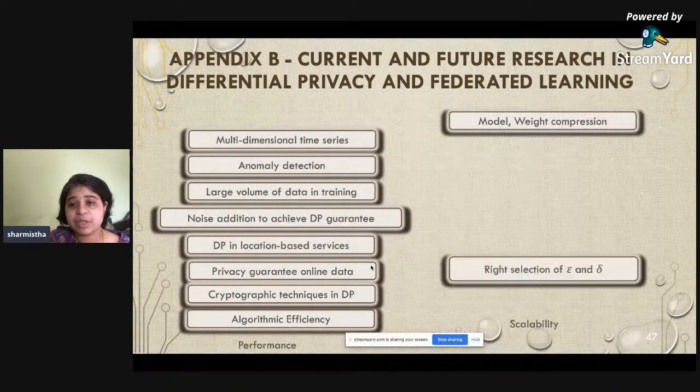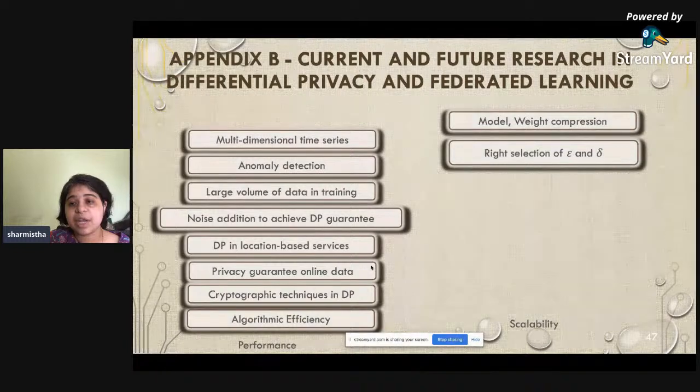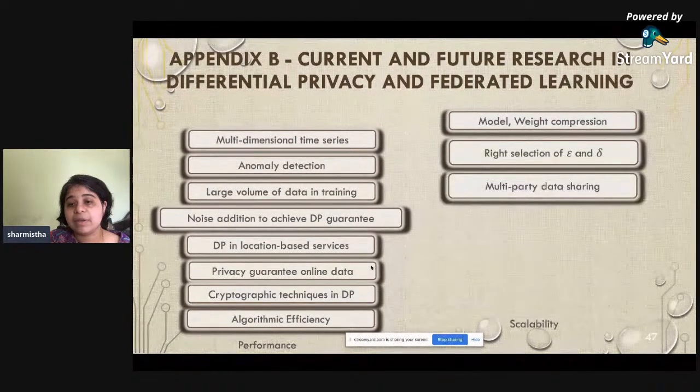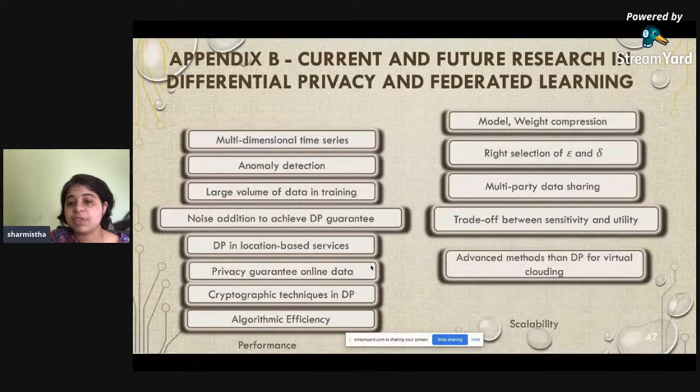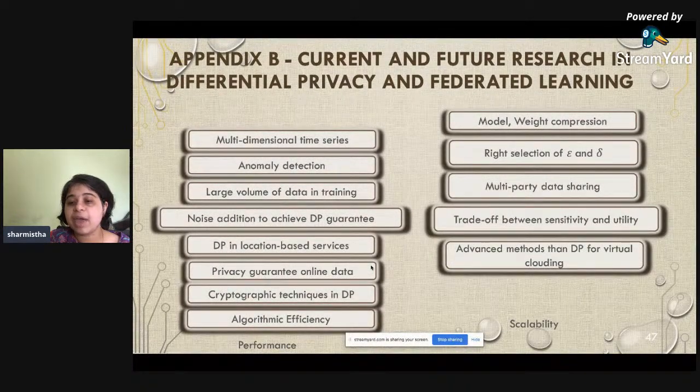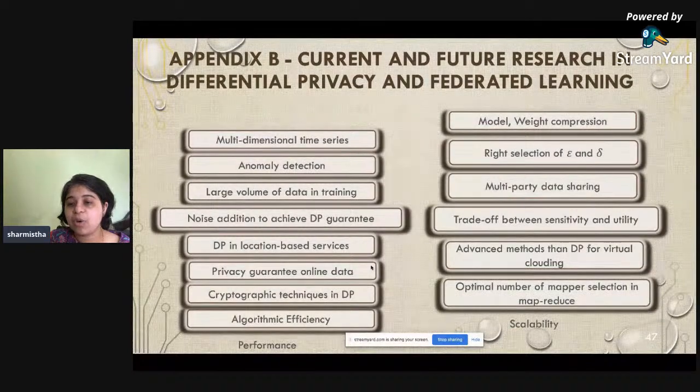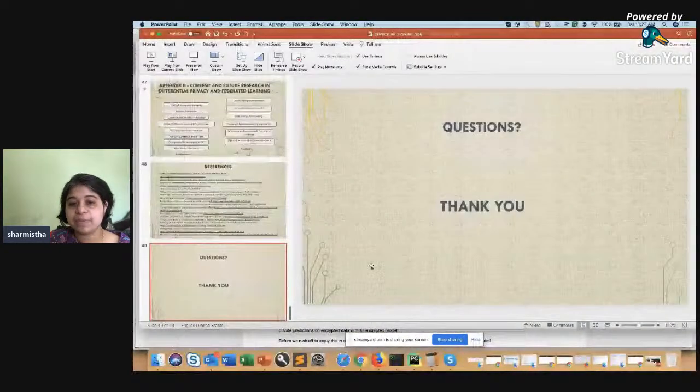Then algorithm efficiency, model weight compression, the right selection of alpha and delta, multi-party sharing we've talked about, the trade-off between sensitivity and utility, and advanced methods for DP in virtual clouding. All these things are still evolving and under research, and hopefully we see more advanced libraries coming up. Also mapper selection: if you're going for the MapReduce Hadoop ecosystem, not Google Cloud, how do we select the optimal number of mappers and reducers when training differentially private models? The references, questions.